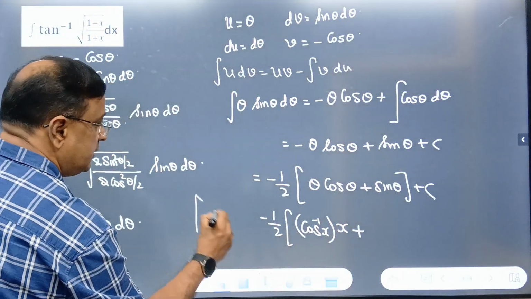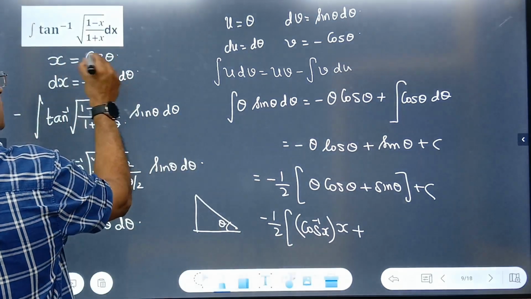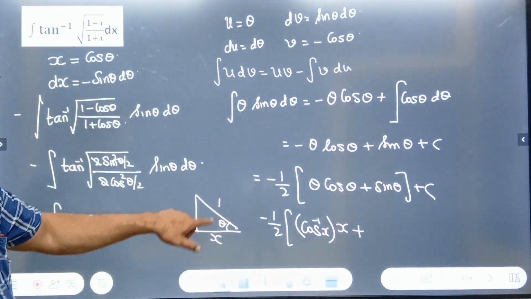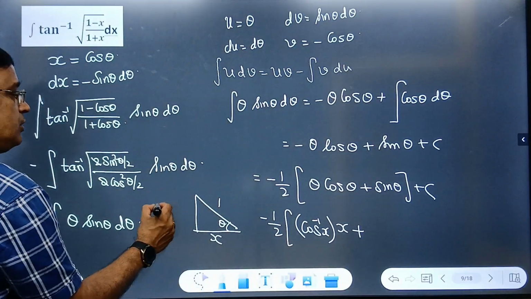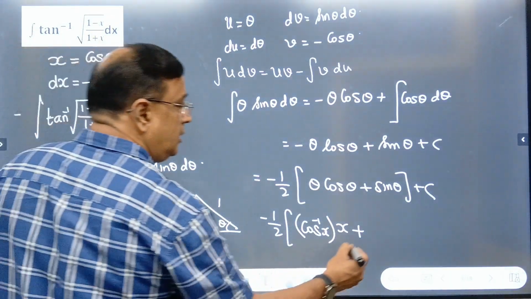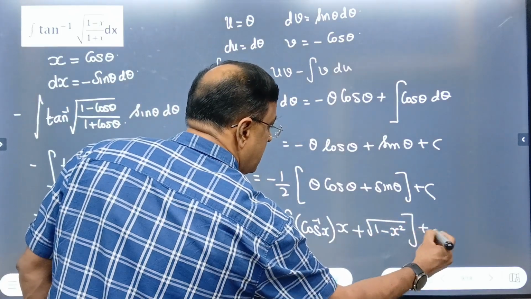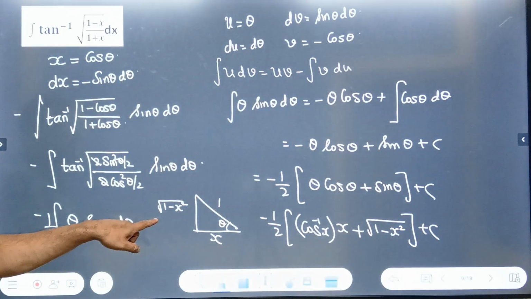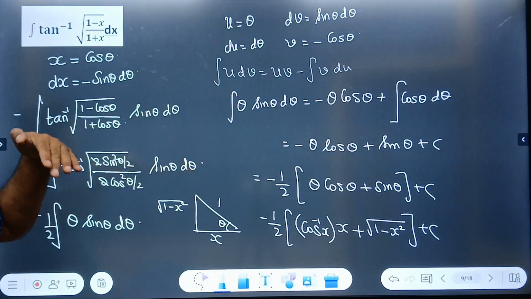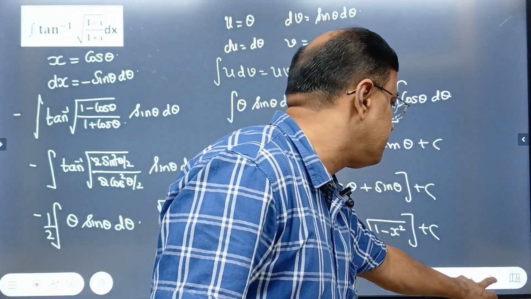How do I write sine theta? So this is theta and I have made substitution cos theta as x. So it is x by 1, adjacent by hypotenuse. By Pythagoras theorem I get root of 1 minus x square. So what is sine theta? Opposite by hypotenuse. Opposite is root of 1 minus x square, hypotenuse is 1. So this is how you should write the final answer. Very, very important type of question.